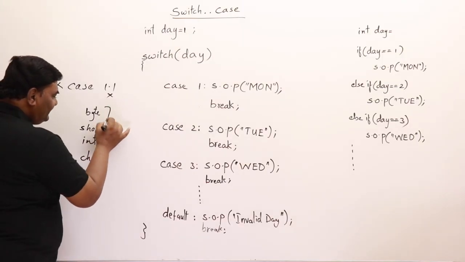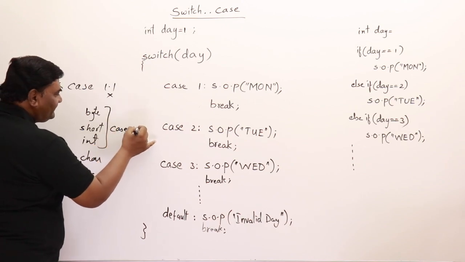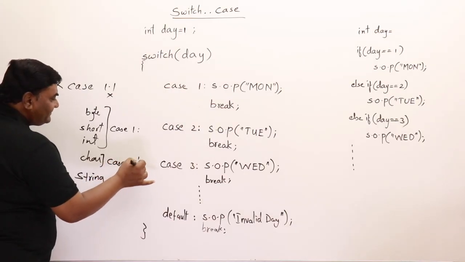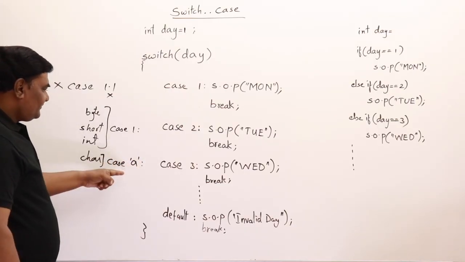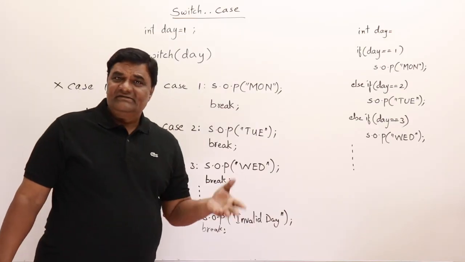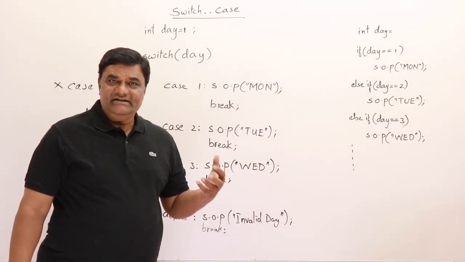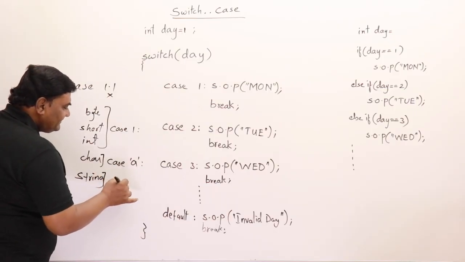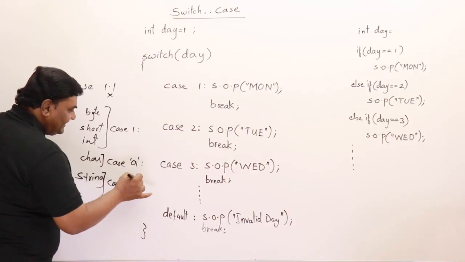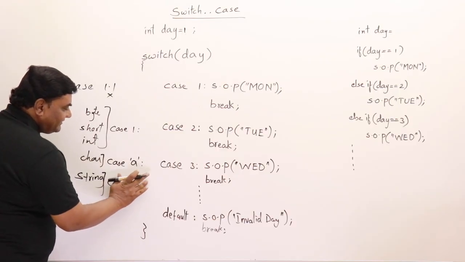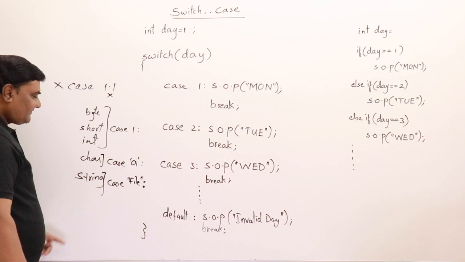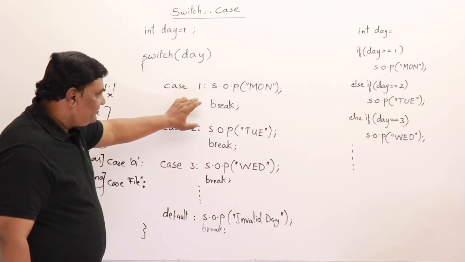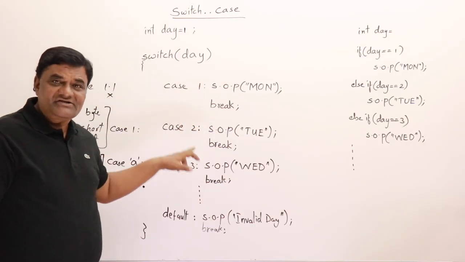It means for all of these, this is valid. Case 1 is valid. For character, I can say case in single quotes A. This is valid. You can use characters A, B, C, lower cases, upper cases. In single quotes, you can write any character. Then for a string, you can also write case, suppose file. This is a string, right? And colon is given. So we can also use strings. So inside cases, you can write integral values or character values or string values.